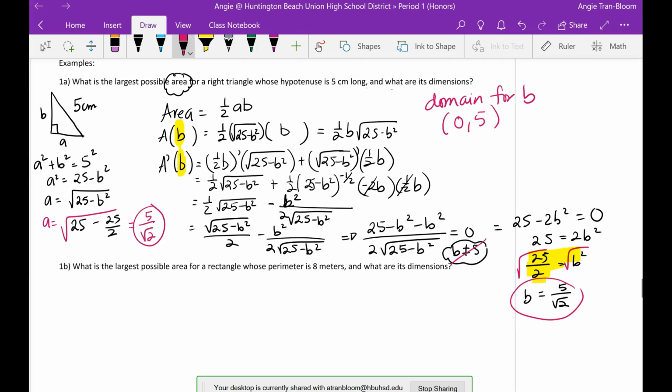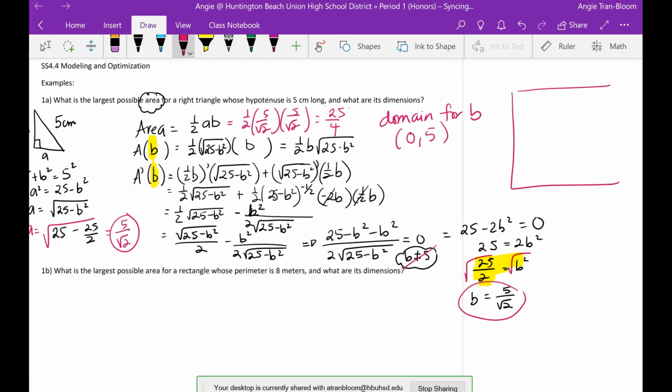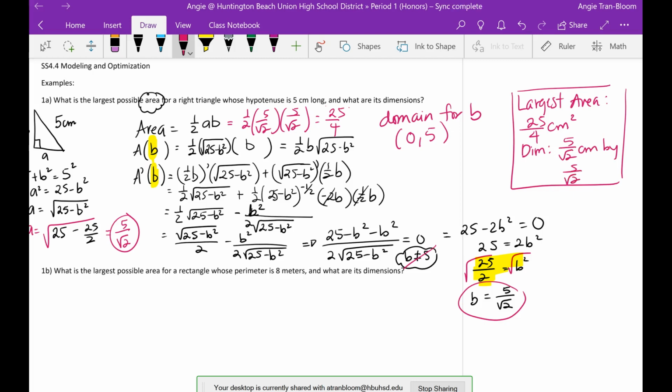What's your largest area? How do we find that? Plug it back in. All right, largest area. Let's plug it back in. 1/2 times 5 over rad 2 times 5 over rad 2 equals. That's 25 over what? 4. Beautiful. Okay, 25 over 4. So let's put it in a box with all the correct unit of measurement. Largest area is 25 over 4 centimeters squared. Dimensions are 5 over rad 2 centimeters by 5 over rad 2 centimeters.